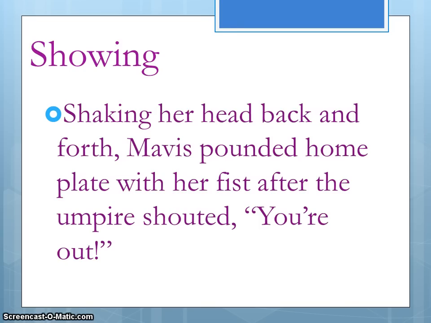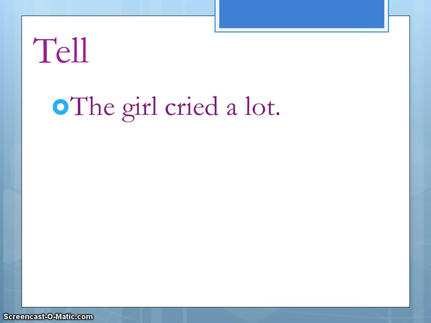Great. And now let's look at another way, another sentence. The girl cried a lot. This is a typical 7th grade sentence. Cried is such a baby word. And the girl, we don't even know who she is or how old she is. So we need to jazz this up. We need to show instead of tell. What kind of girl? What kind of crying?